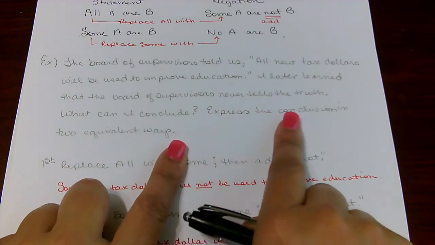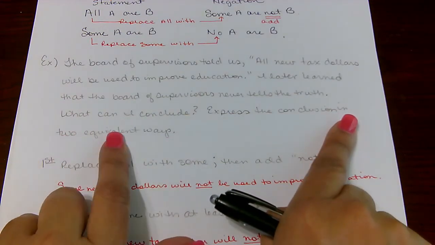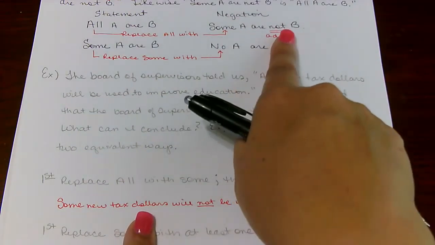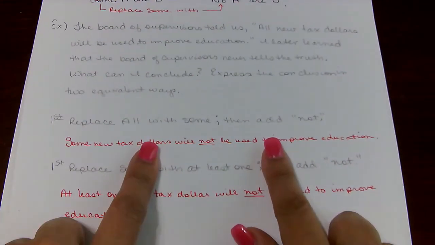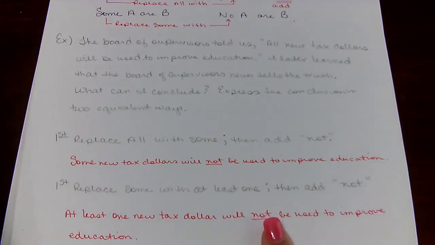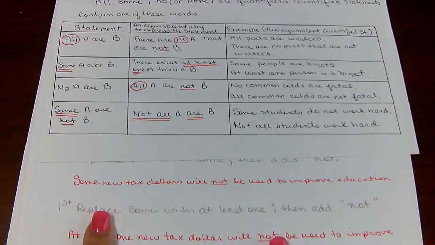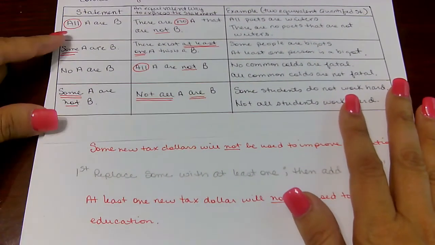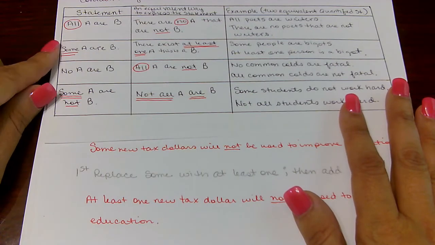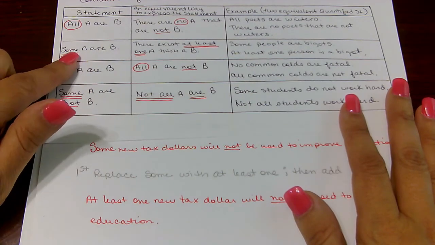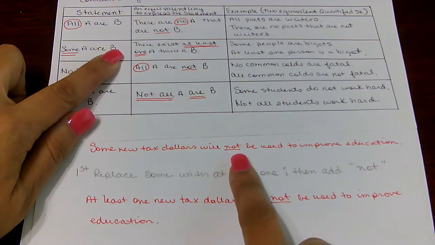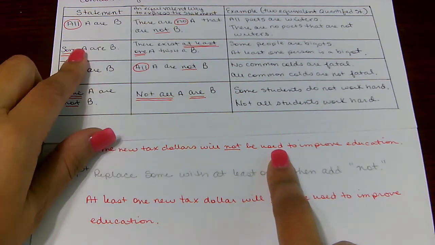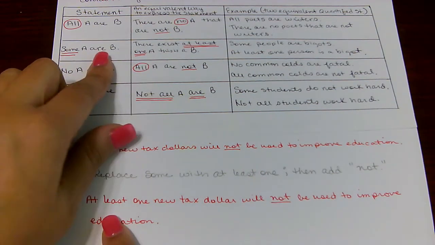Now it says express the conclusion in two equivalent ways. Well, this is our first way, which is the one we used up here. Now we're going to use this statement and write another way. That's when we use the stuff on here. So here it says some new tax dollars will not be used to improve education. You actually have two choices here. You can use the second one, which is some A are B, but remember the B part is not, or you can use this section here. I use this one here where it says some A are B.